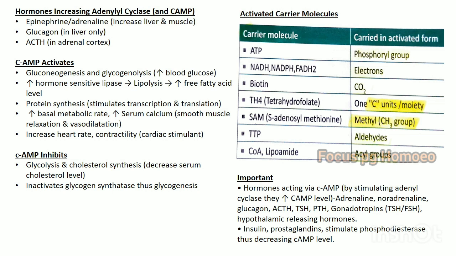So these are the carrier molecules which carry the different active forms. ATP is carried in the active form of the phosphoryl group. NADH, NADPH, and FADH2 carry activated electrons. Biotin carries CO2, THF carries one-carbon units, TPP carries aldehydes, and lipoamide carries acyl groups.